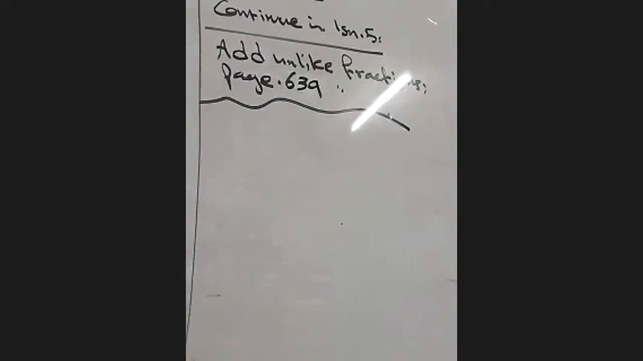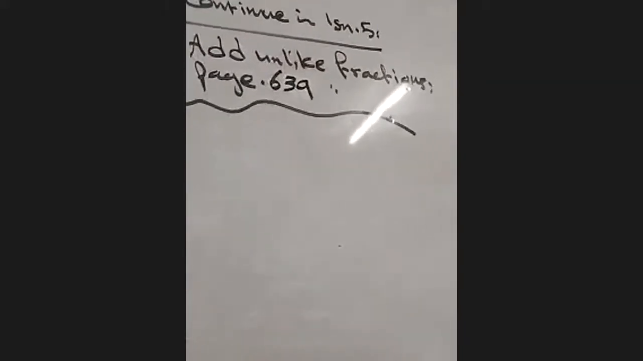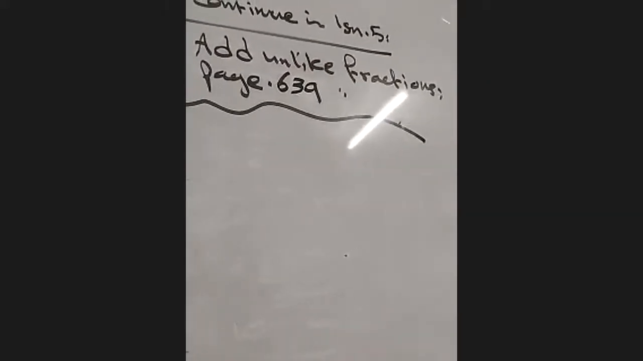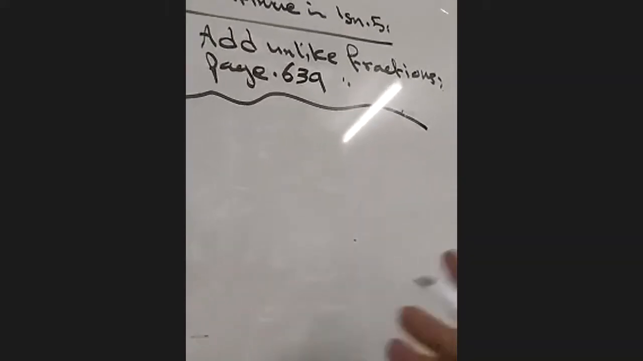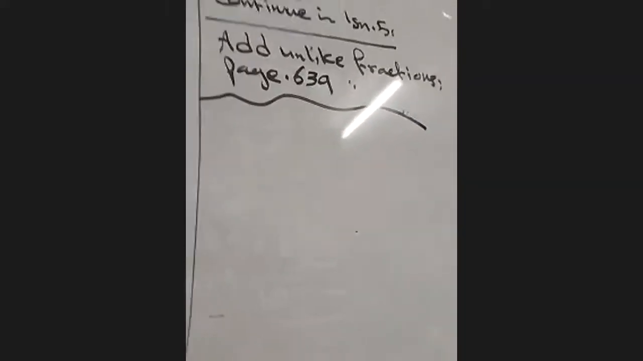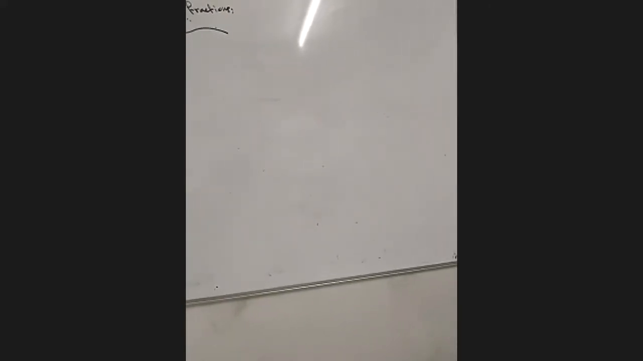Yesterday, what we said, guys? We said to add unlike fractions, we find the least common multiple of the two denominators. Then we turn each denominator to the least common multiple. Then we add and simplify. And which questions did we do yesterday, Abdullah? 1, 2, and 3. Yes.